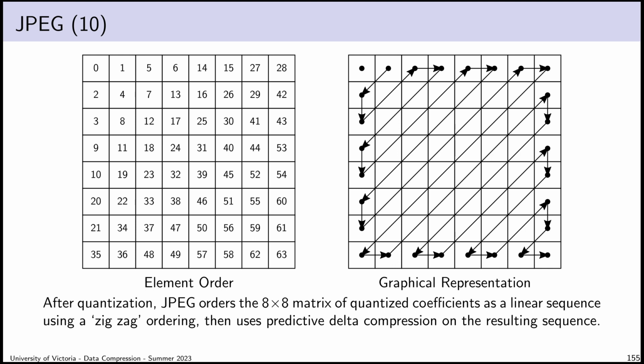It converts the 2D array to a linear sequence, but it's because it wants to then feed that linear sequence into a lossless compression scheme. So it wants to feed it into, for example, prefix coding. The problem is doing that is not necessarily obvious.